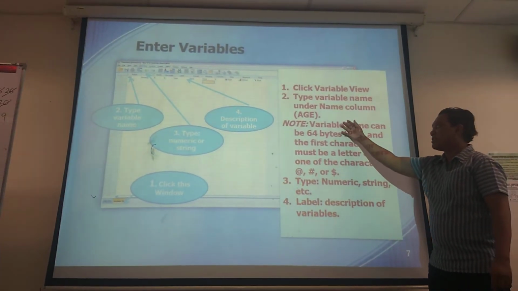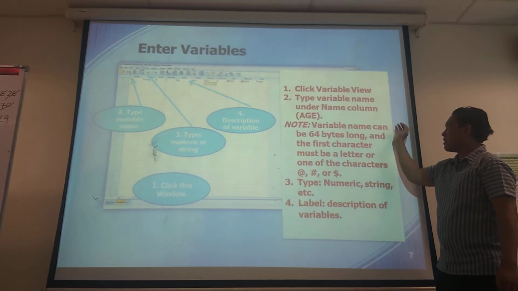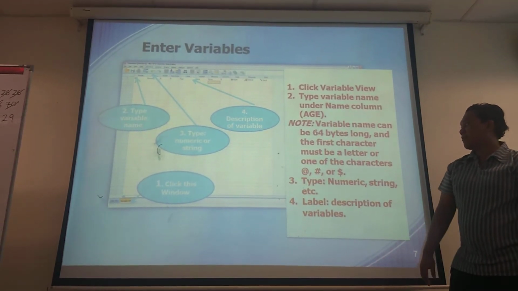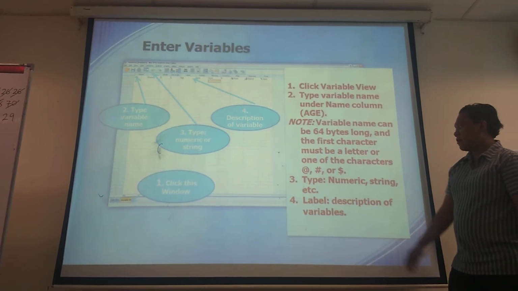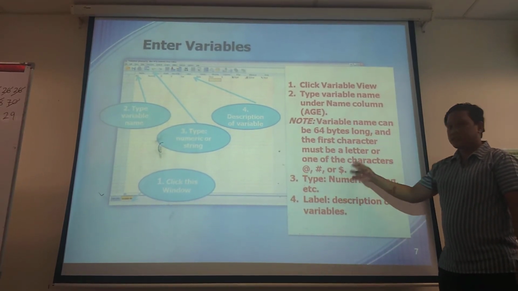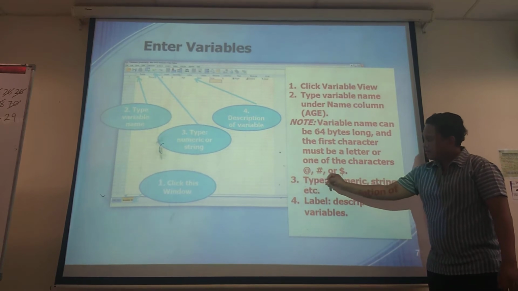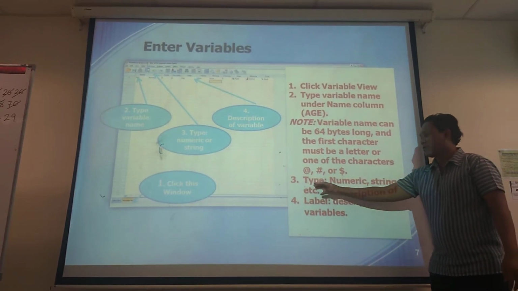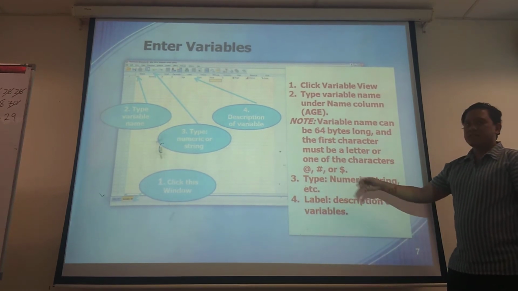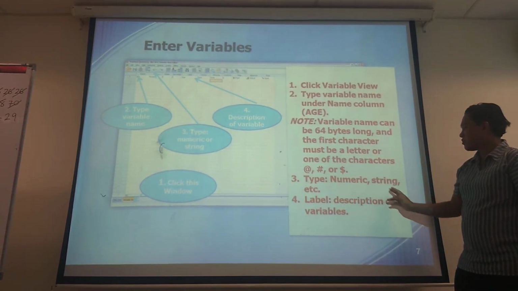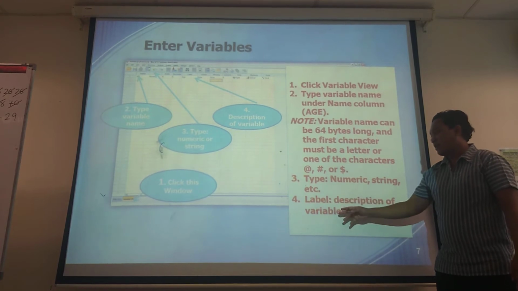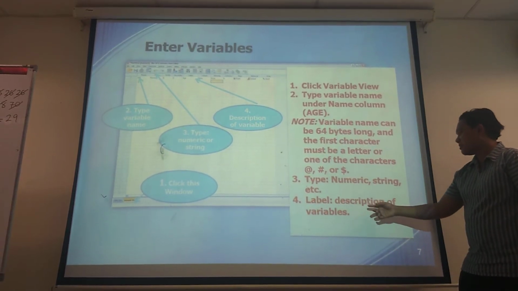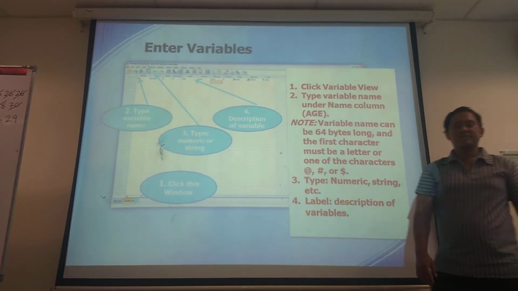For example, age. The note is that a variable name can be 64 bytes long, and the first character must be a letter or one of the characters, for example at sign, hashtag, or dollar sign. Number 3, type such as numeric, string, and so on. And number 4 is label. The label is, for example, the description of the variables.